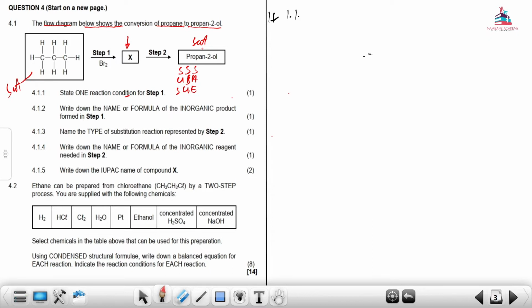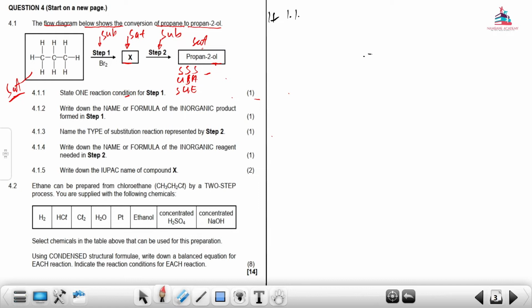Now, I am starting from saturated, substituting it with now a Br. So it is substitution because it's starting from saturated to saturated. So step 1 must also be substitution reaction. But now if it's substitution reaction, it means X must be saturated. So from X step 2 to propanol, it must be another substitution. Why substitution? Because I'm going to start from saturated to saturated.